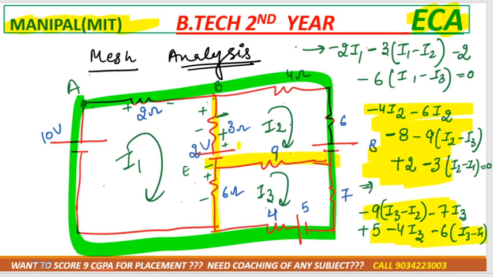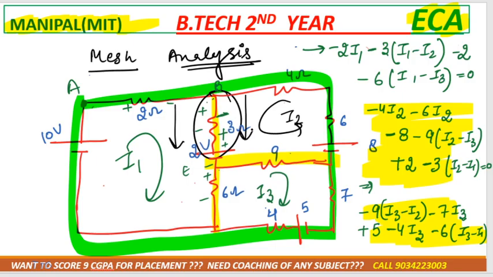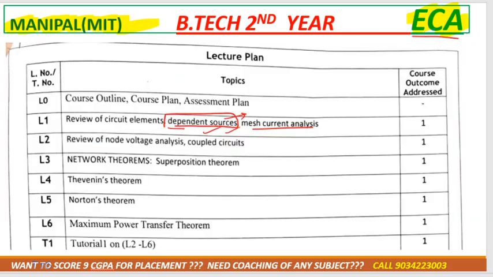Clear? Now if I change the direction, suppose I take I2 as anti-clockwise, then what will be the change? In this, I1 is also moving up to down and I2 is also moving up to down. So in this case, currents will add with each other. It would be I1 plus I2, and similarly for this case, I3 plus I2. Right? Now you know the mesh analysis because you have already studied.